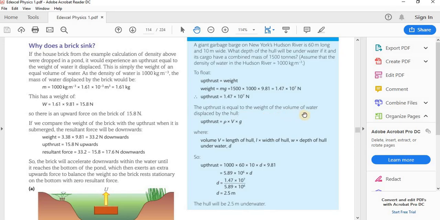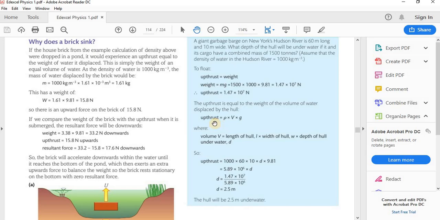The upthrust is equal to the weight of the volume of water displaced by the hull. Upthrust is equal to the weight of water. Now this is again Archimedes' principle. Upthrust is equal to the weight of fluid displaced, and what it displaces in this example is water. So the upthrust is equal to the weight of the volume of water displaced by this hull, by the barge, and that is the weight of the liquid that was displaced.